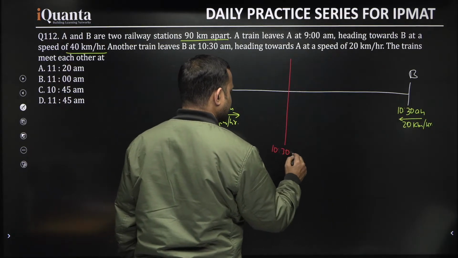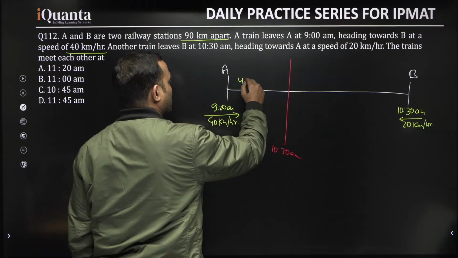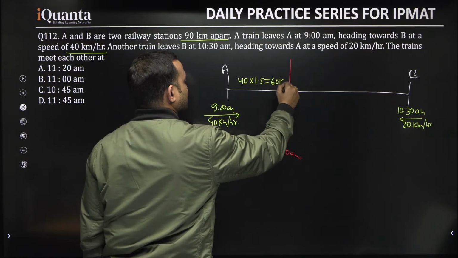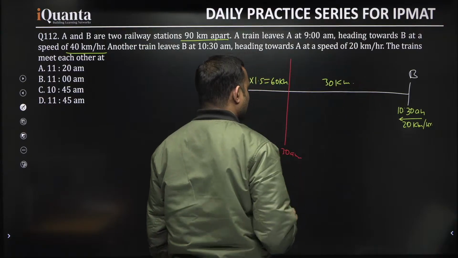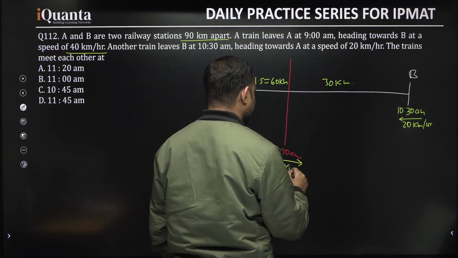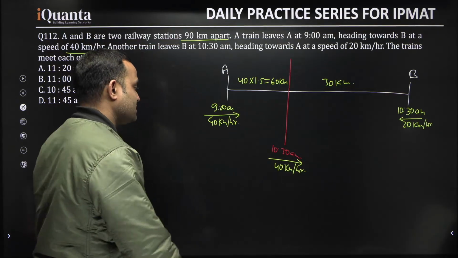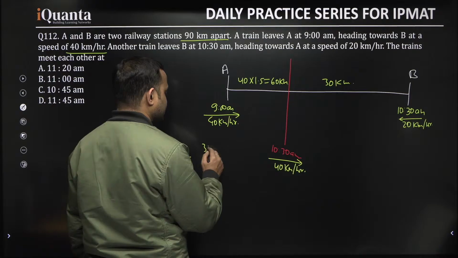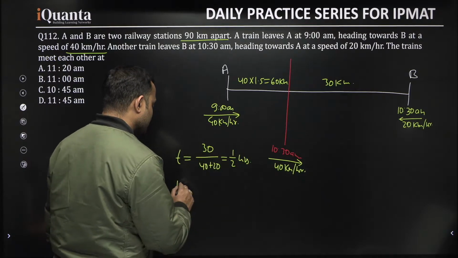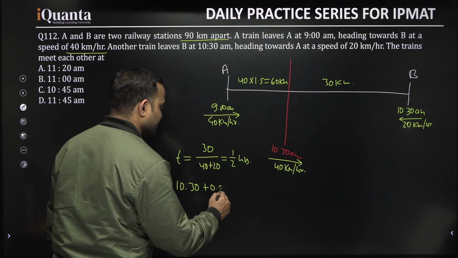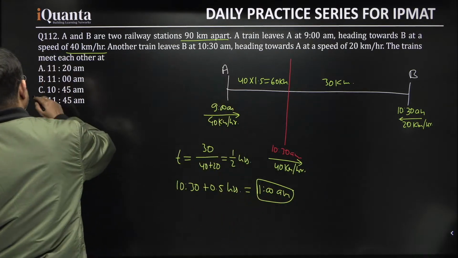So at 10:30 AM, the first train must have covered a total distance of 40 into 1.5 hours, which is equal to 60 kilometers. If the train has covered 60 kilometers, the distance left is 30 kilometers. Now one train is moving this side with a speed of 40 kilometers per hour, and the other train is coming to this side with a speed of 20 kilometers per hour. So the time required when they will meet is 30 upon 40 plus 20, which is equal to 1/2 hours. So 10:30 plus 0.5 hours gives you 11 AM. So the answer is option A.